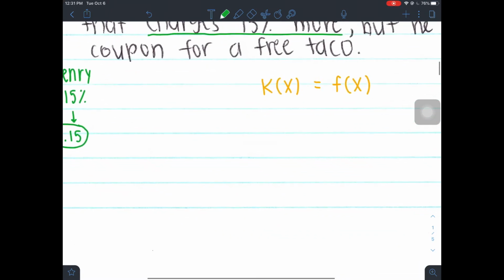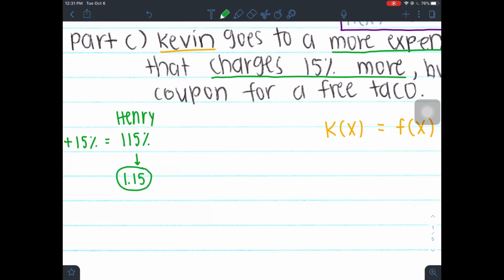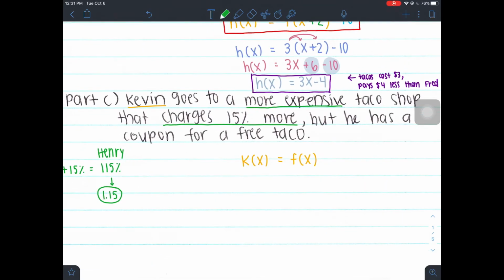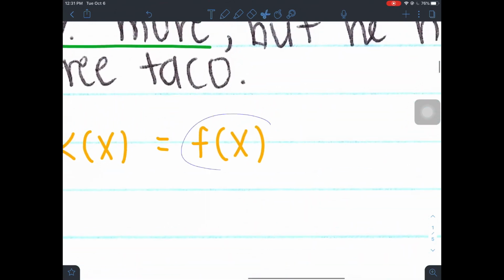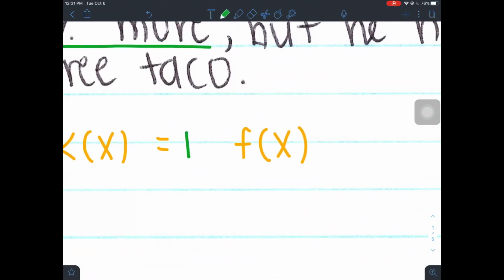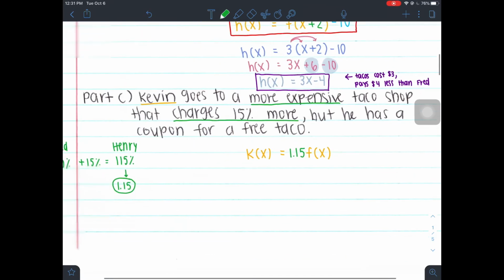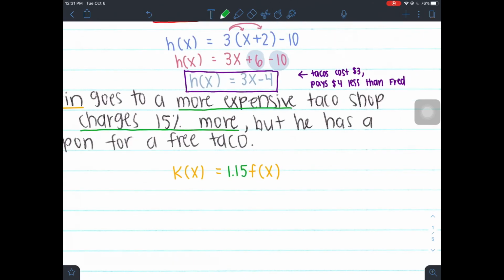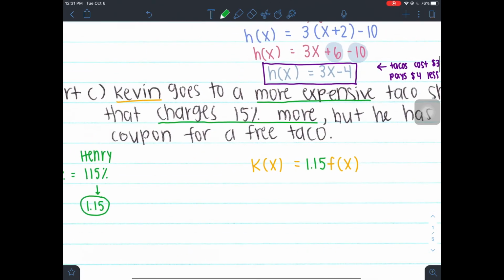Okay, now he's going to a more expensive taco shop. So I know I'm going to have to multiply the 1.15. The question is, would I multiply it on the outside or on the inside? Well, the whole taco shop is 15% more. So everything is 15% more. So I would put it on the outside. So it's 1.15 on the outside because it is the whole shop. If it was on the inside, you're just saying that only the tacos are 15% more. Remember, x is tacos. So if you do it to just x, you're saying just tacos are 15% more. But this whole taco shop is 15% more, so that's why it's on the outside.